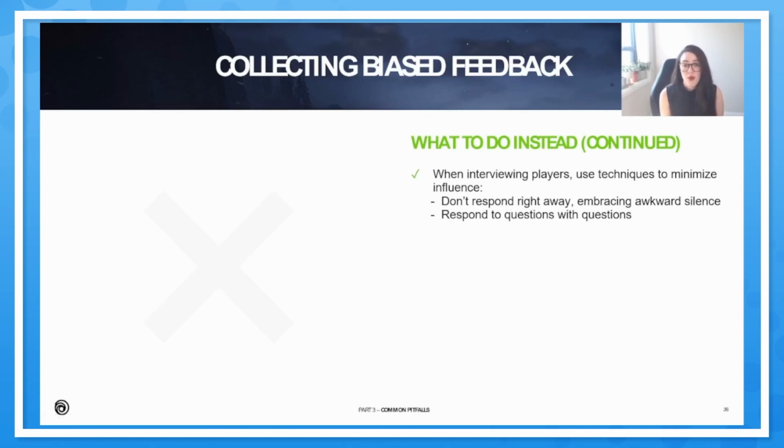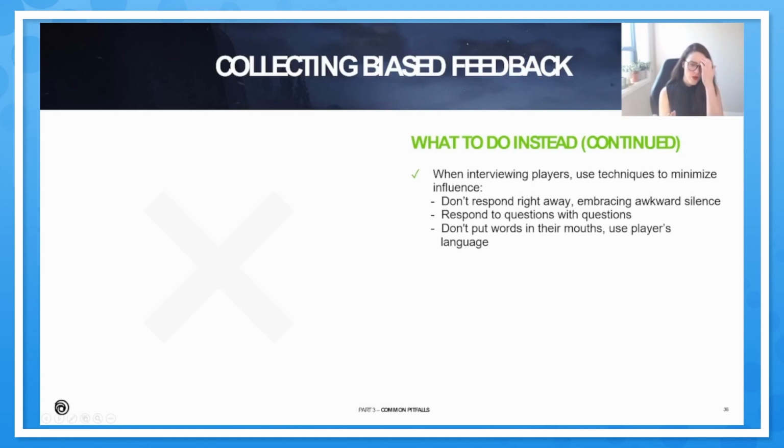So you can also respond to questions with questions. So for example, if a player says, oh, what does that icon mean? Or I'm not sure what I'm supposed to do here. You could simply ask, oh, can you tell me what you think that icon means? And then you're using their own language and you're not really introducing more information here. You're not revealing anything, but you're getting them to give you more feedback.